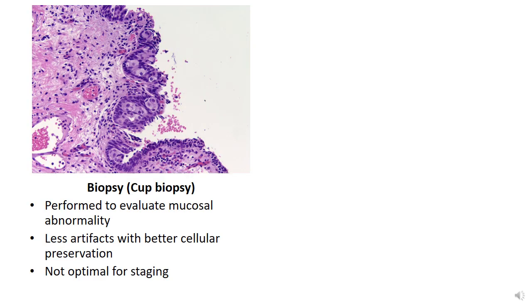There are two types of specimens that are common. One is called biopsy, which has also been referred to as a cup biopsy. This type of procedure is typically intended to evaluate when you have a mucosal abnormality. And the good news with this type of specimen is that you are going to have excellent cytological and architectural preservation, very few artifacts, but it is not optimal for tumor staging purposes.